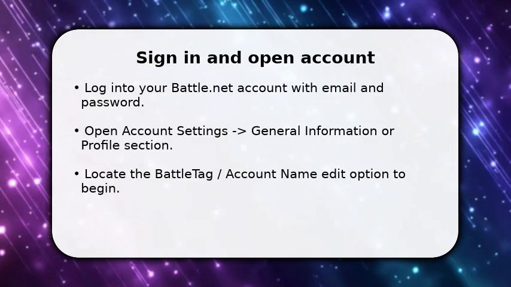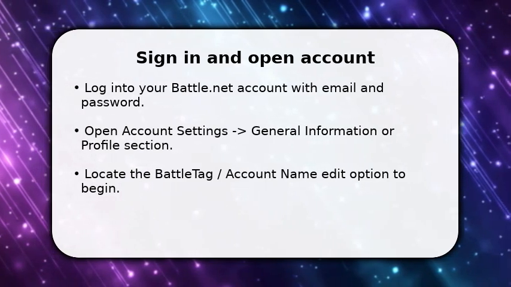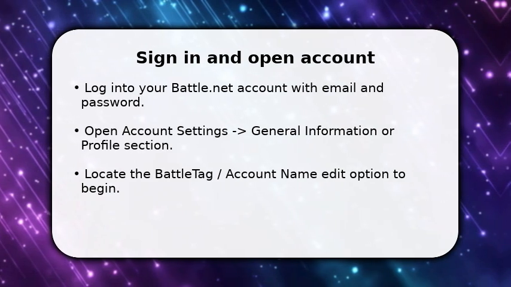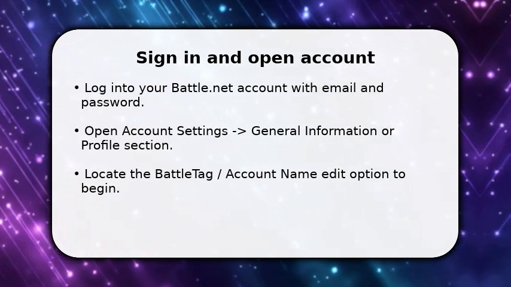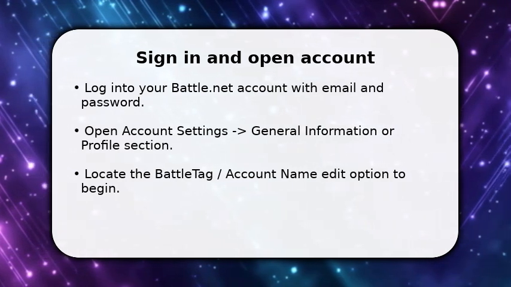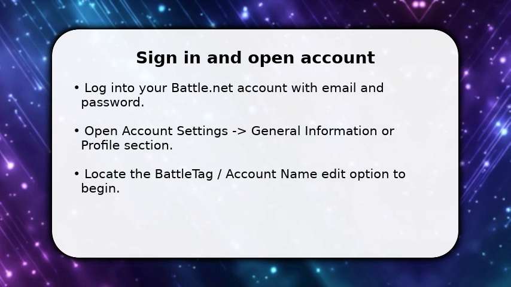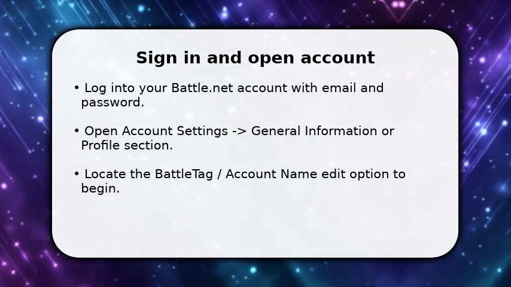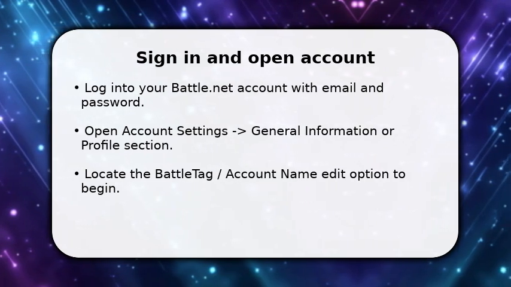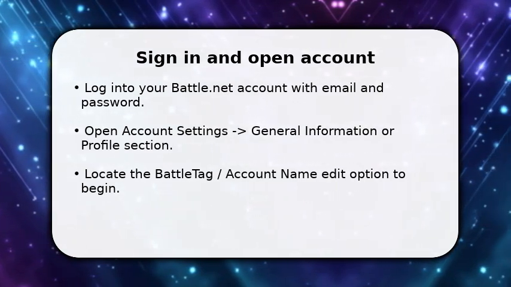You start by signing into Battle.net using your account email and password. This is required to change identity settings. Once done, open Account Settings and go directly to the General or Profile area where your BattleTag or account name lives. Make sure two-factor authentication is available and your email is verified, because some changes require a secure account.